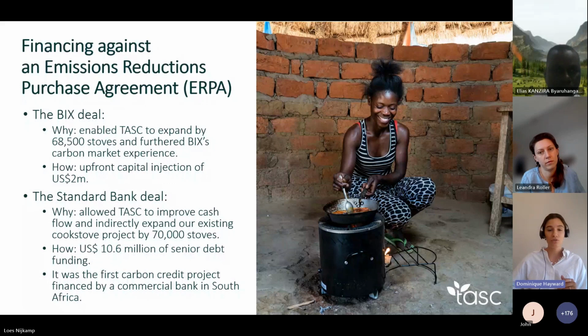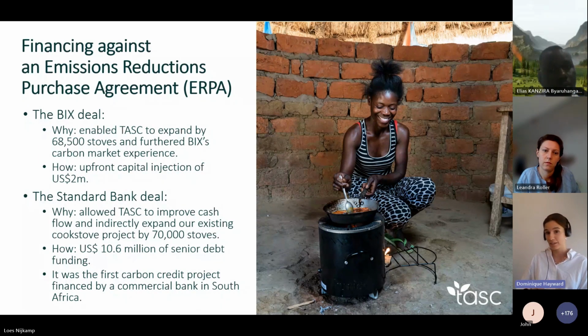So now onto the second deal. This was completed with Standard Bank in Q4 of 2023. Standard Bank provided $10.6 million worth of senior debt financing at a favorable interest rate to TASC. And this enabled us to increase our liquidity and repay our existing project loan earlier. Indirectly, it actually improved our cash flow and was a key driver for the expansion of our South African cook stove project, making it potentially the biggest cook stove project in sub-Saharan Africa.